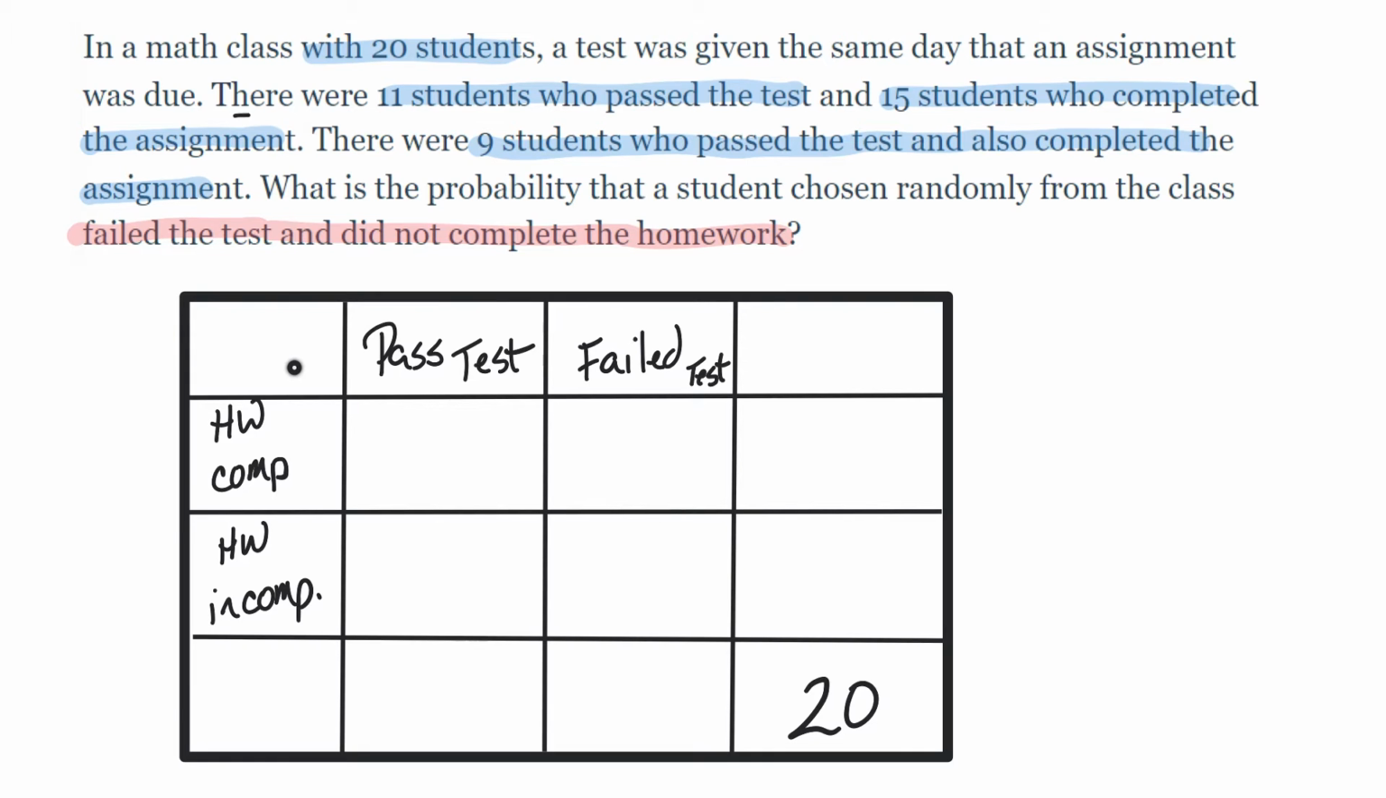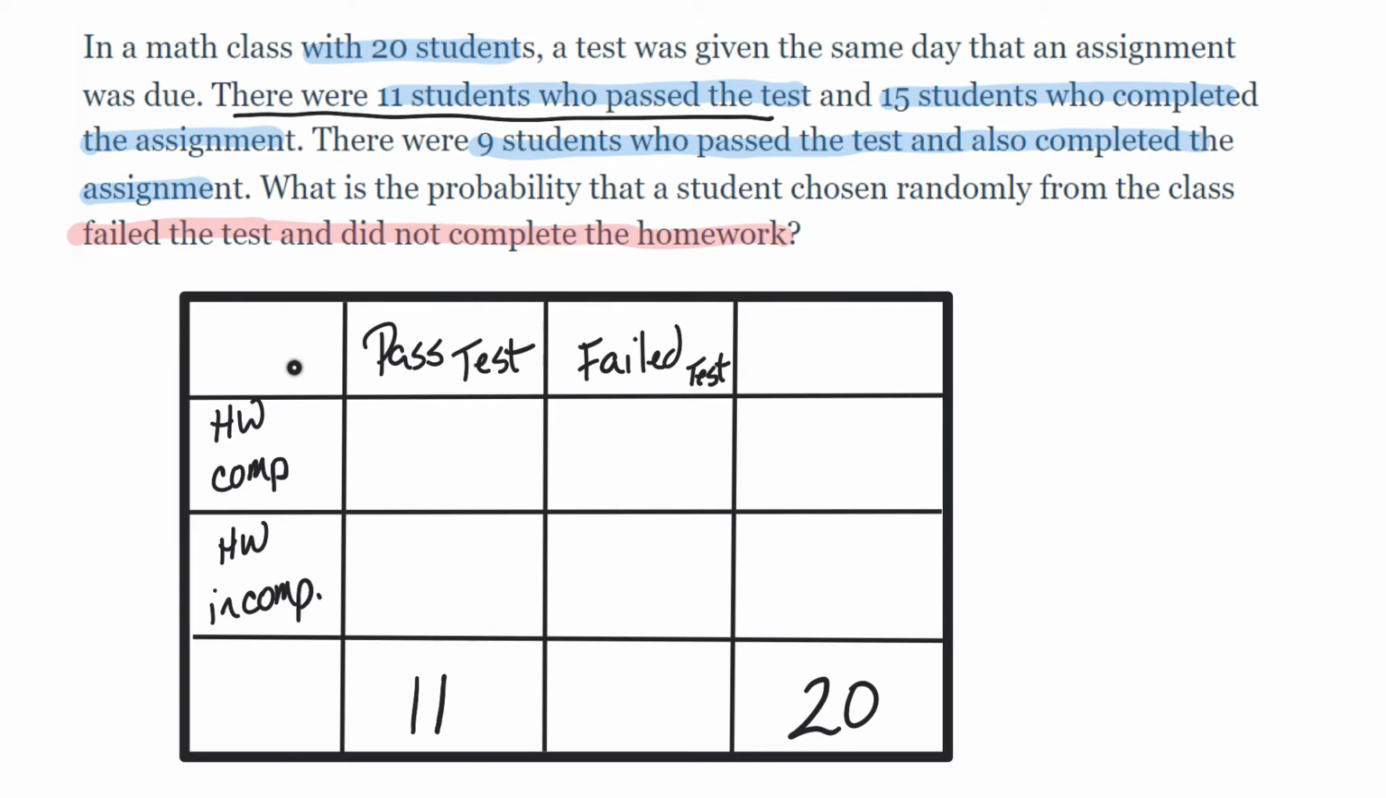It says right here there were 11 students who passed the test. Well, passed the test, 11 of them, that would be this entire column here, because we don't know if they did their homework or not, but we know that 11 passed the test. That's made up of this column that we see right here. So we put that as the total.